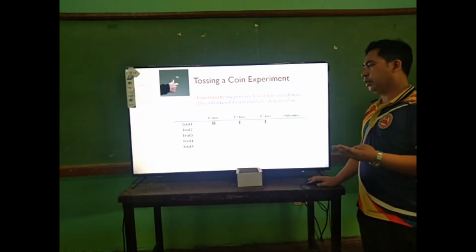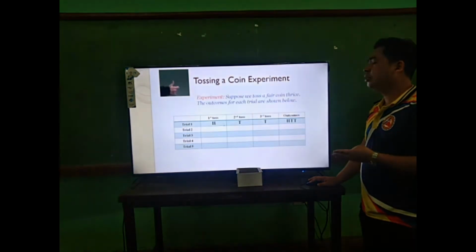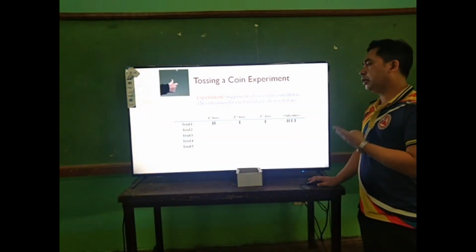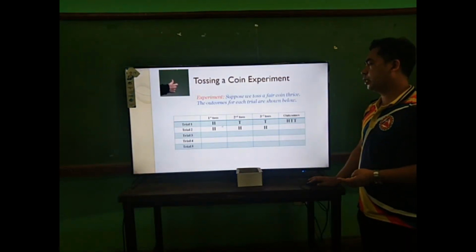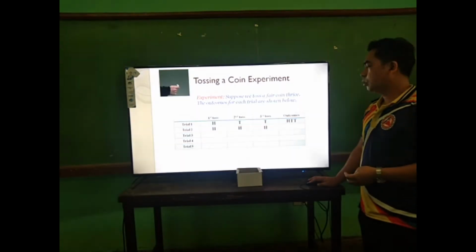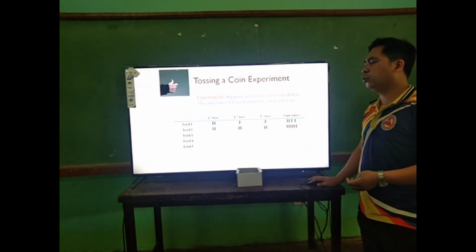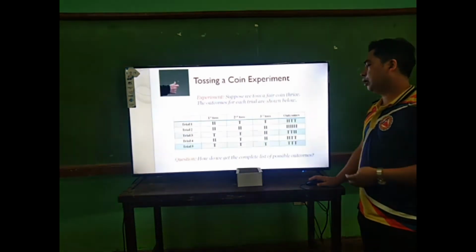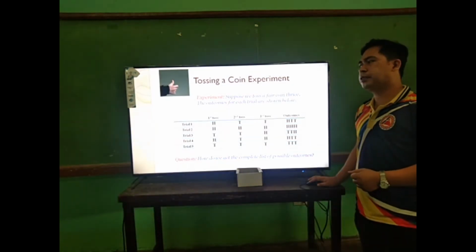So what would be the outcome for trial 1 in the experiment? We have head, tail, and tail, represented by the letters H, T, and T. Okay, suppose in trial 2, we arrive with first toss head, second toss head, and third toss head. So all heads would be the outcome for trial 2. Have we exhausted all possible outcomes, or how do we get the complete list of these possible outcomes?